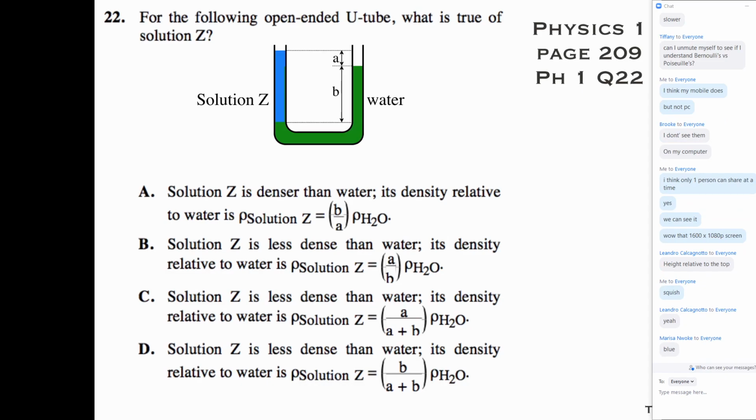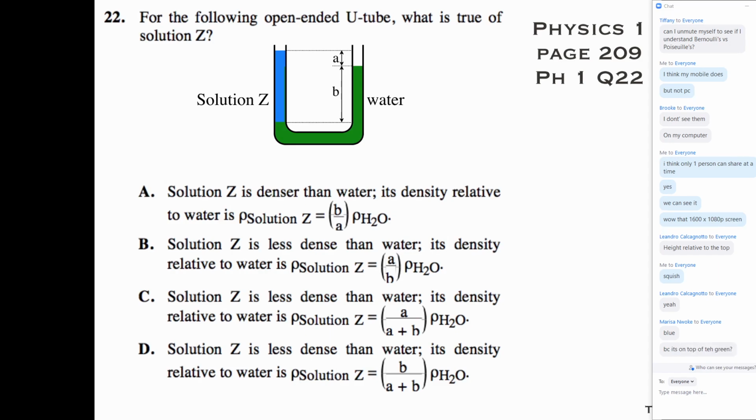Why the blue one? Floating on top. They're immiscible. The one that floats on top is less dense. So can I, at the very least, get rid of A because of that right there?